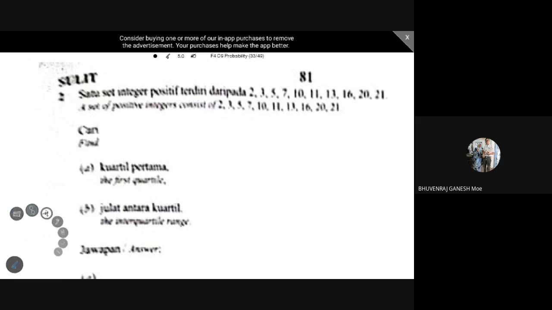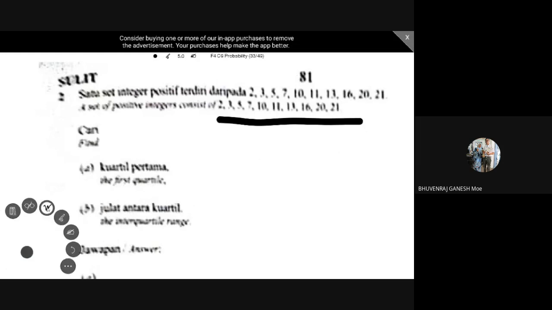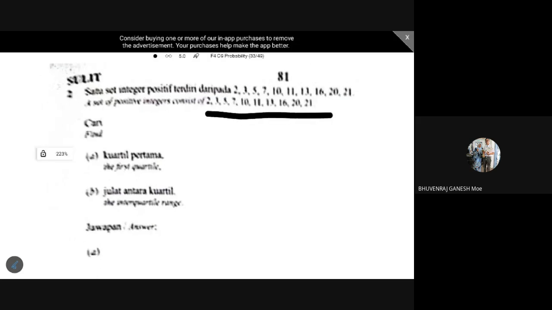So this is your set of numbers over here. You want to find the first quartile, second quartile and interquartile range. Have you all learned this chapter already? Have you reached this chapter in your school? Not yet, some yes, some no. But Form 5 should know this chapter. Never mind, if you have never learned yet, you can try to learn a bit first.